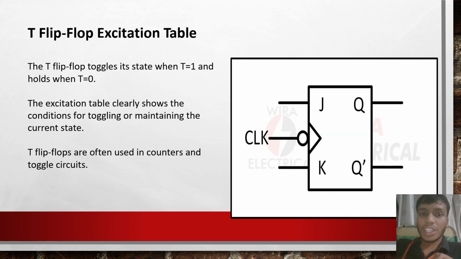T flip-flop excitation table. The T flip-flop toggles its state when T equals 1 and holds when T equals 0. The excitation table clearly shows the condition for toggling or maintaining the current state. T flip-flops are often used in counters and toggle circuits.